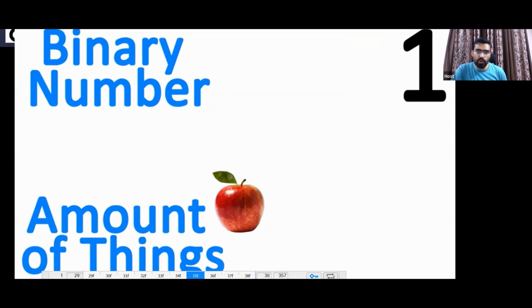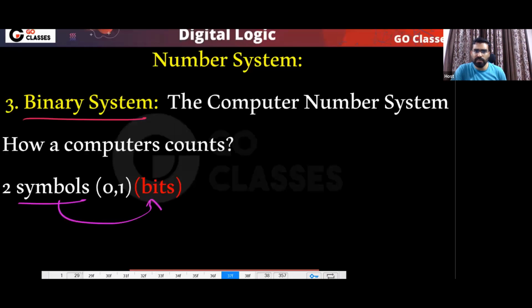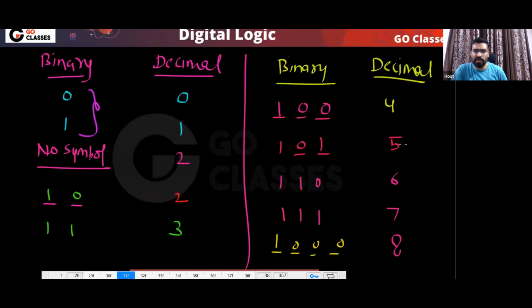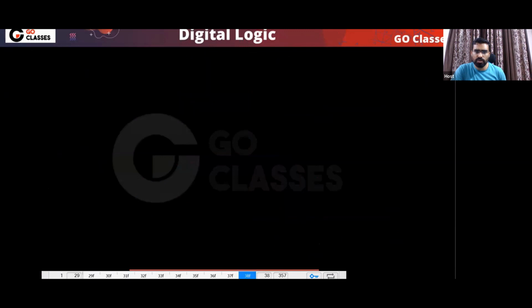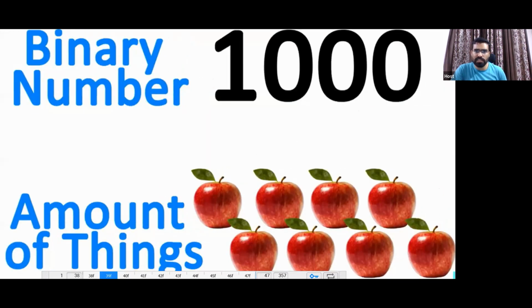Now, if I want to count 2 apples, then I have to use this. And the remaining we have seen. If you want to count 4 apples, 5 apples, 6 apples, and so on, it will keep going. For example, if you have 7 apples, you will count like this. 8 apples, you will count like this. Is this clear to everyone?